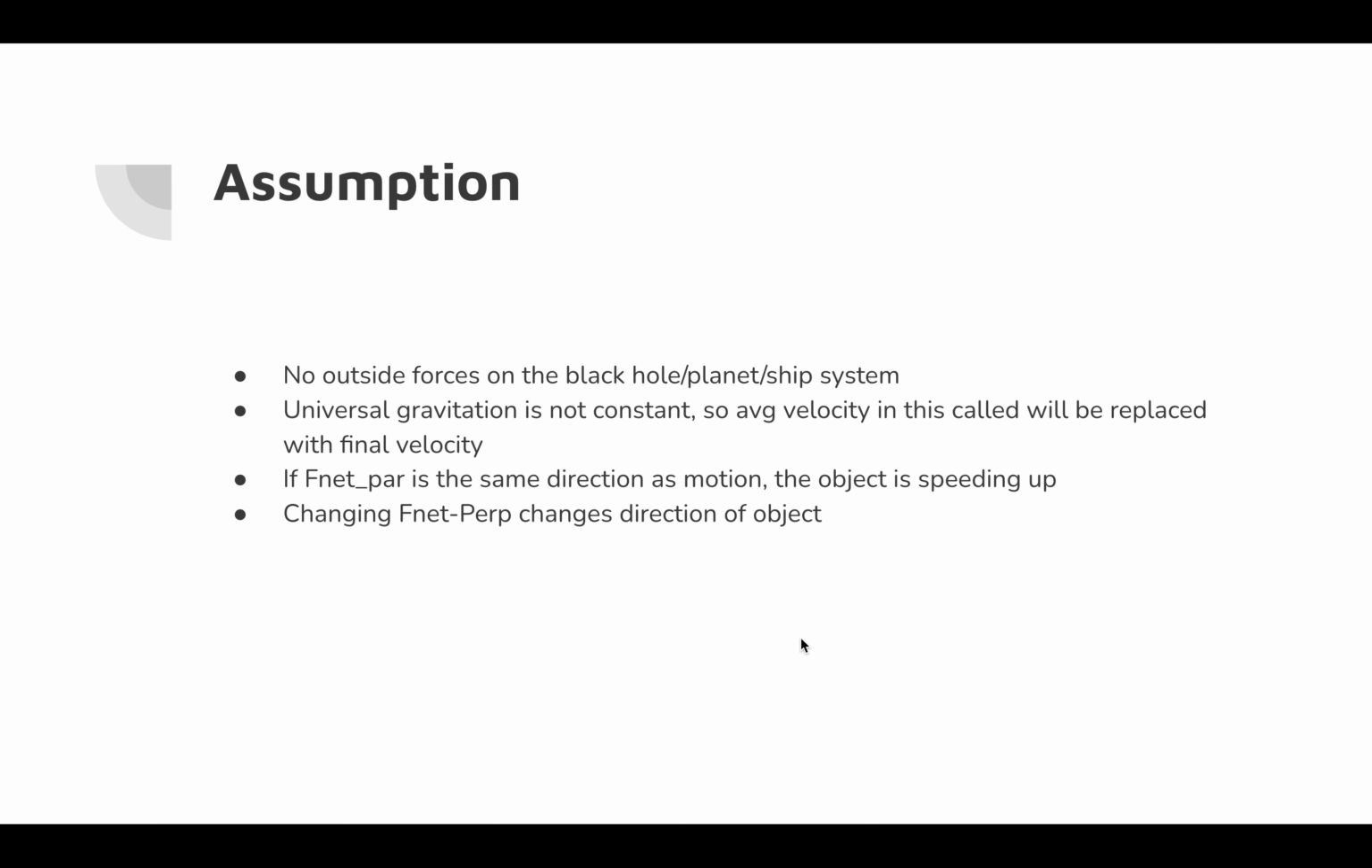So the assumptions we were making are that no outside forces are acting on the black hole, planet, ship, and system. That universal gravitational force is not constant, so the average velocity will be replaced with final velocity. We know that F-net parallel is the same direction as motion, and that if this changes, then the object is speeding up or slowing down, and then changing F-net perpendicular changes the direction of the object.